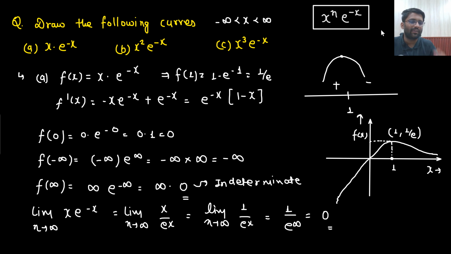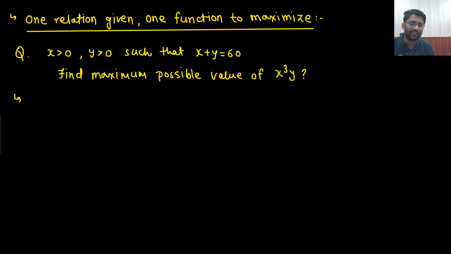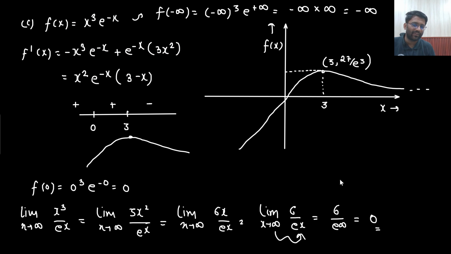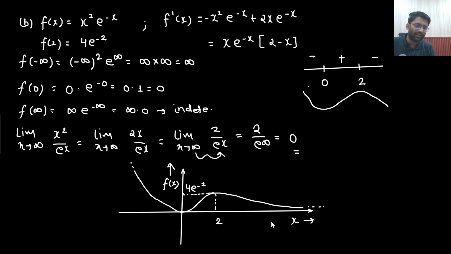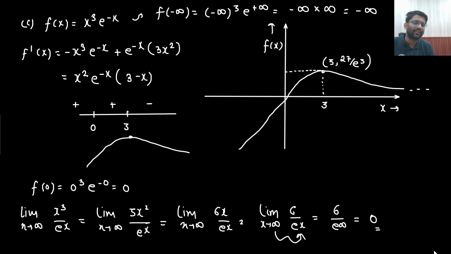Because no matter whatever the power is, you will keep on differentiating, and eventually it will go down to 0 only. Can you find out the value at minus infinity? Yes, sir. Can you find out the value at 0? At 0 the value will be 0 only. Then you would know the graph. That's it. And where are you getting the maxima or minima? At the power. What is the power? 1, 2 and 3. So you are getting the maxima at 1, here at 2, and here at 3.